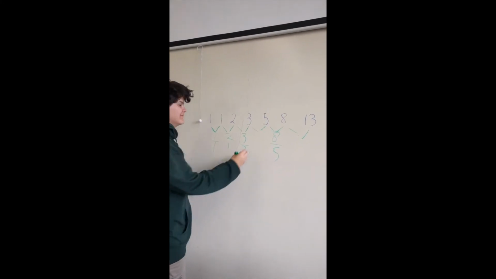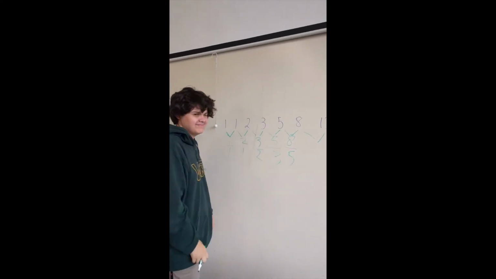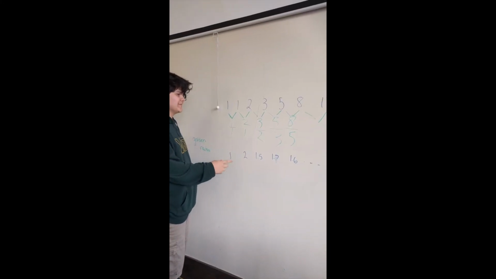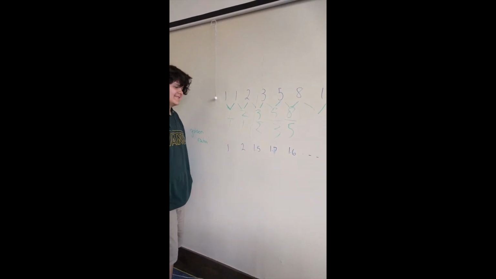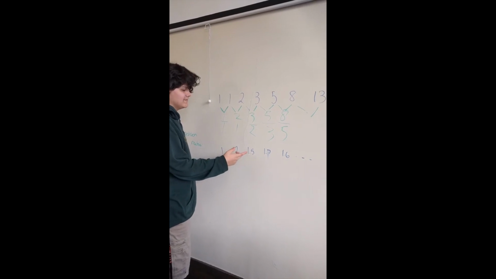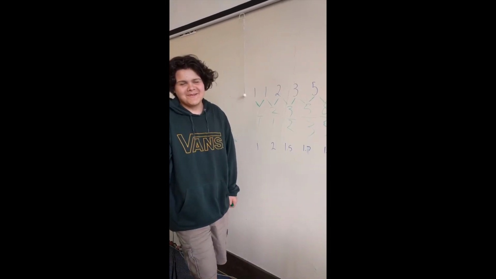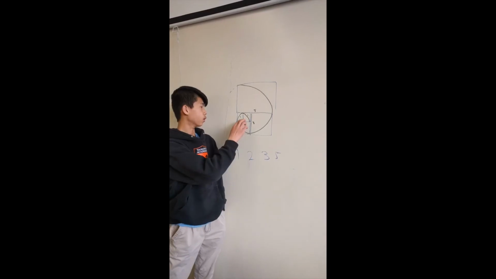Missed one in between. Good. These decimals are the equivalent to the fractions, and as you can see, it keeps on going until 1.6. 1.6 is the golden ratio.